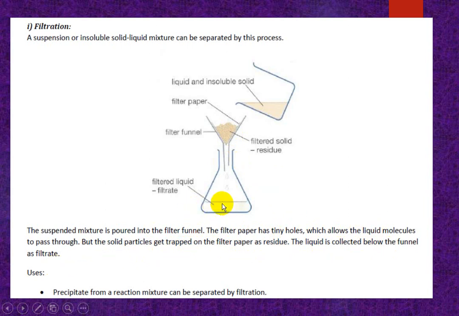Liquid is passed through and is collected below the funnel in a conical flask. It is also called filtrate. This way a precipitate from a reaction mixture can be separated by filtration. Okay, do you know precipitation? Precipitation from a reaction mixture can be separated by filtration. So you remember that an insoluble solid can be separated from a liquid by filtration.